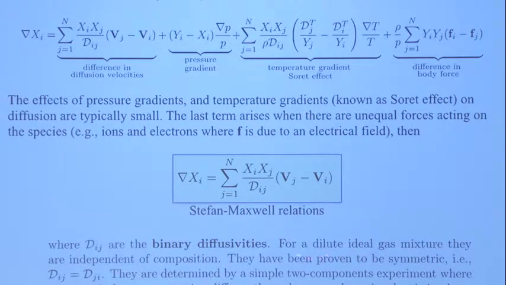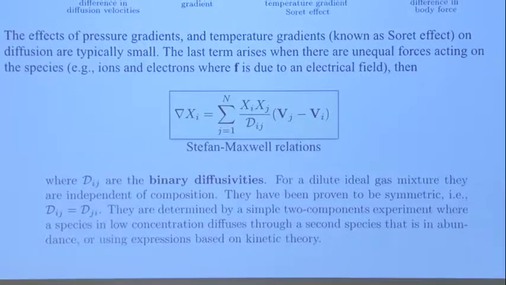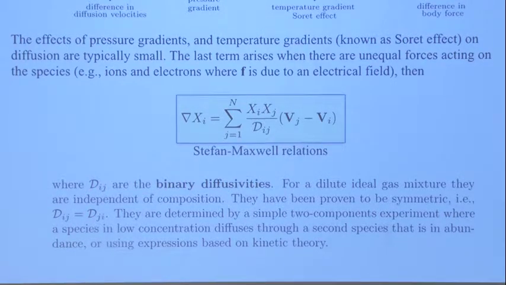For dilute ideal gas mixtures, these Dij are independent of concentration. They can be determined by a simple two-component experiment where one species, let's say i, is put in small amounts into a big amount of j, and the diffusivity Dij can be measured in this way. So in other words, what I wanted to express here is that those diffusivities are fundamental. I'm going to run quickly through just the diffusion part, and then I'll take a break.